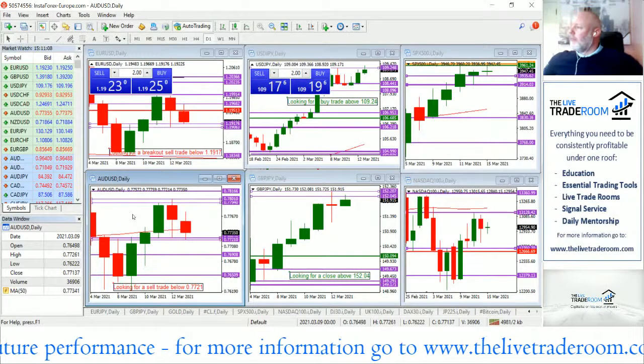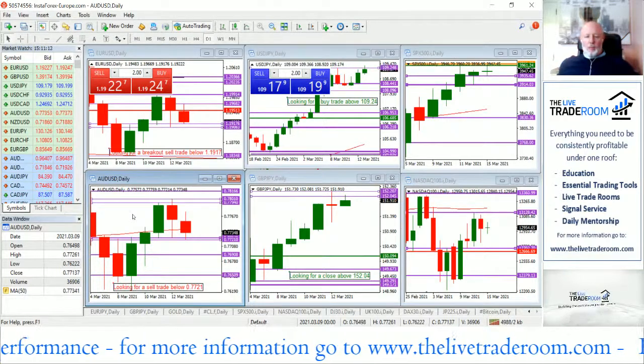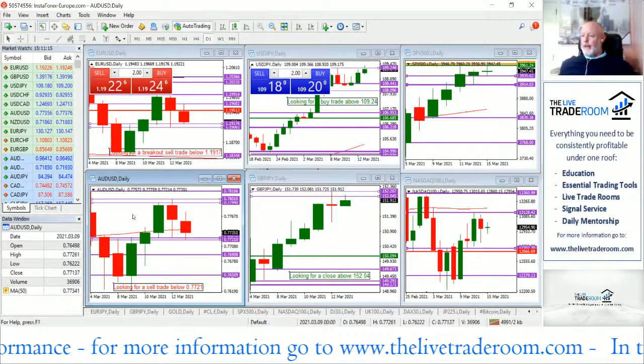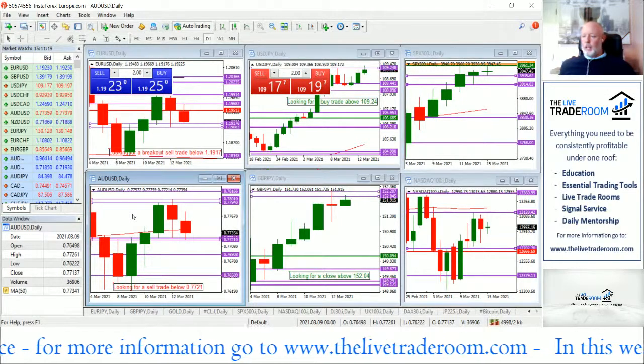It has taken a bit of a roll over to the downside, but it's finding a little bit of support, and we'll see if anything kicks on from there. If anyone's trading anything, do let us know. I'm happy to look into it for you if you like.